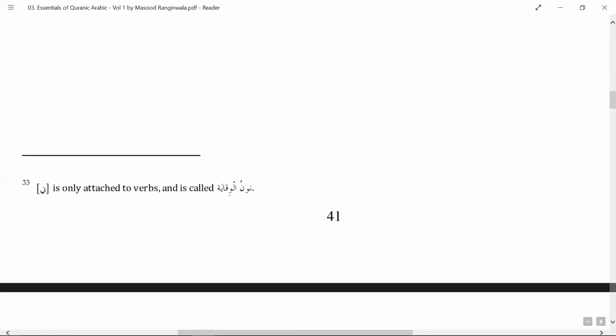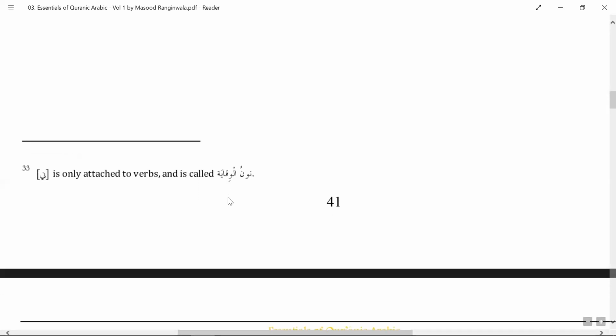Let's see the footnote. Now, ni is only attached to verbs. If I want to say my book, I will attach the ya only: kitabi, my book. When I have an action like nasarani, he helped me: nasara, I don't attach ya. I don't say nasari, I'll say nasarani. So when you attach at the end of actions, you will say ni, because the action is being done on me. And this noon which is attached is called noonul wiqaya. You don't need to remember this term, it's just mentioned for information.